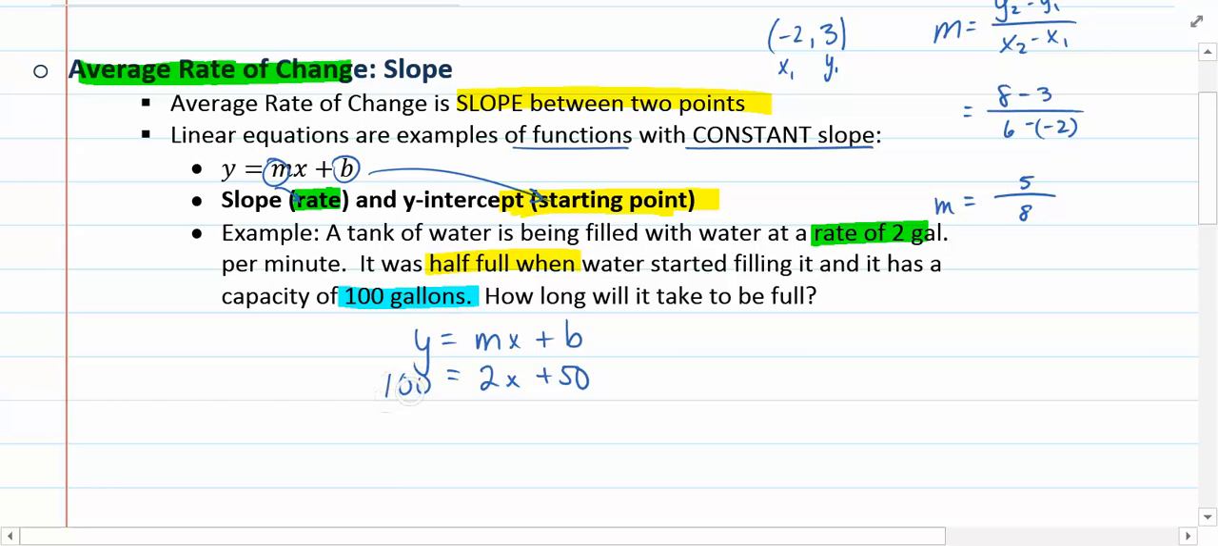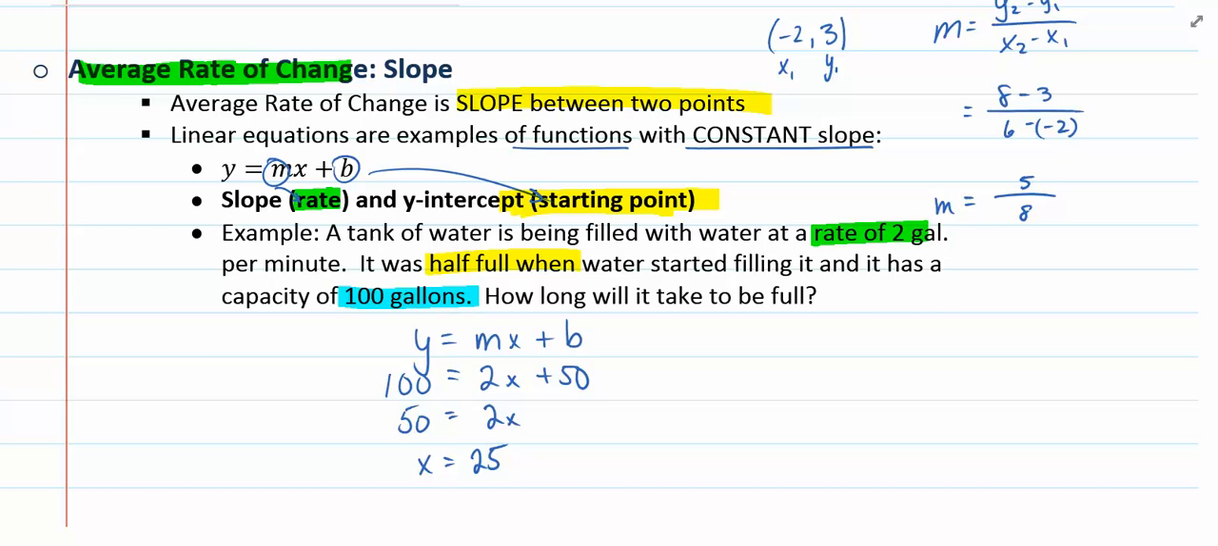Again, our target of 100, our slope of 2, our starting point of 50. We can do the math here. We can subtract 50 from both sides. We could then divide both sides by 2, and that tells us that x must be 25.